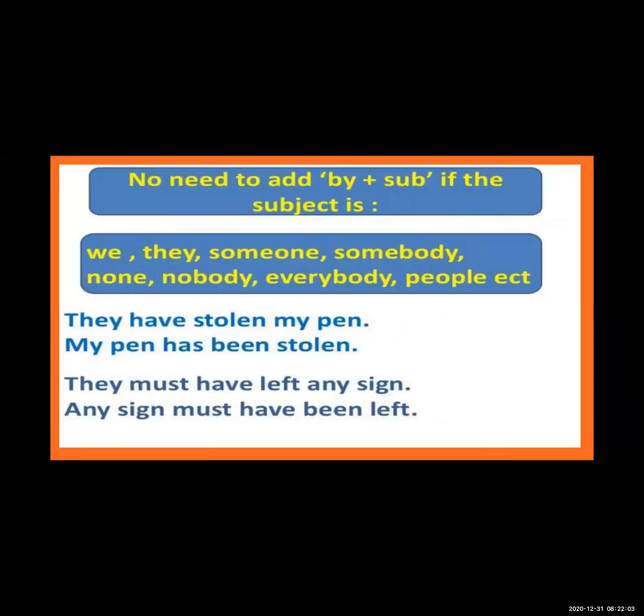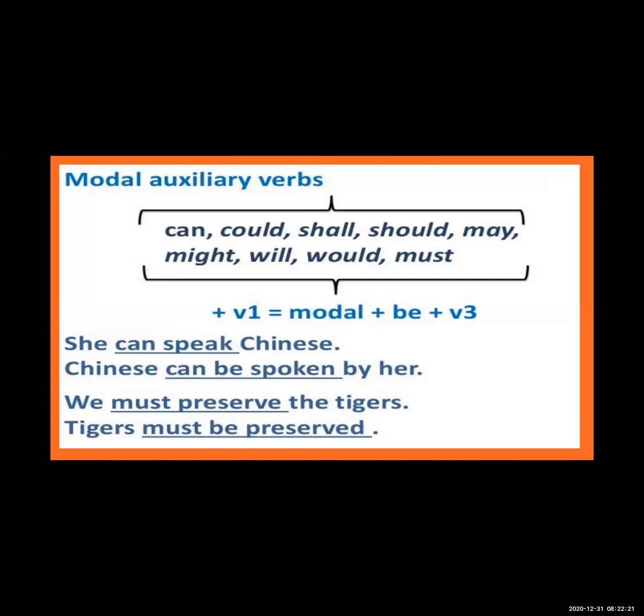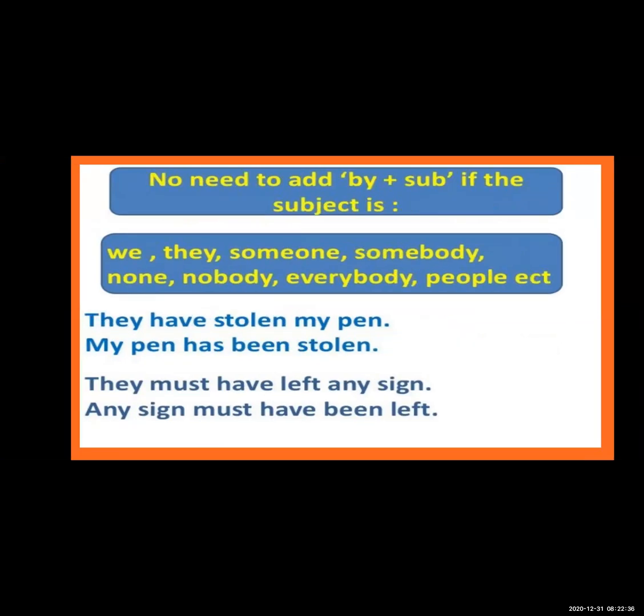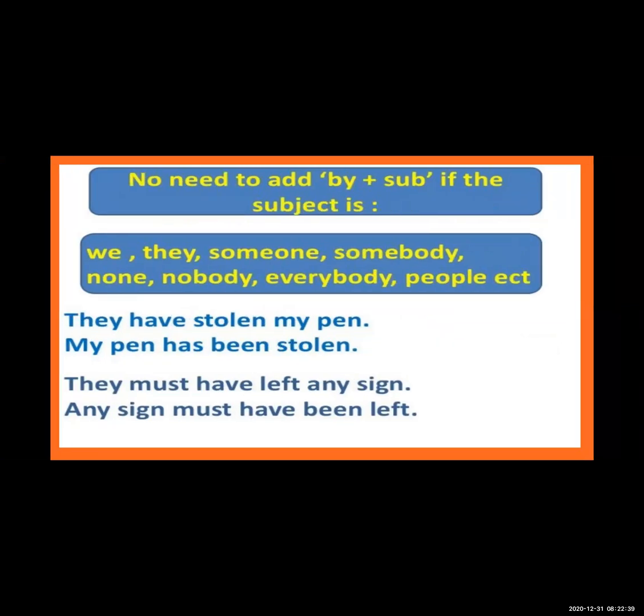When the sentence has we, they, someone, somebody, none, nobody, everybody, people, etc., at that time there is no need to use by plus subject. As you can see in this example also, we is used, and because of that we are not adding by whom or by him or by them. So you can remember this chart. You can take screenshots also. It is a trick to remember when we should not add by plus subject in the passive form.